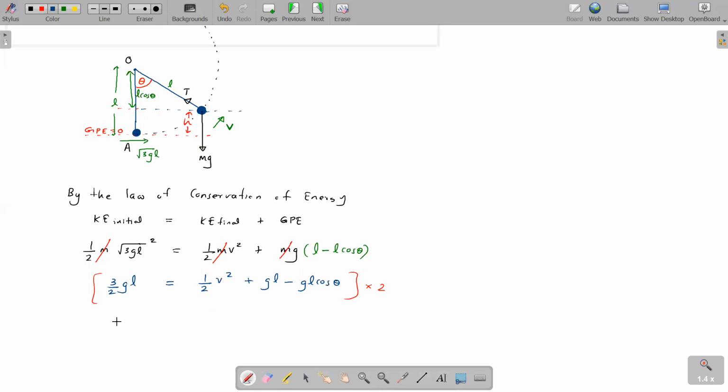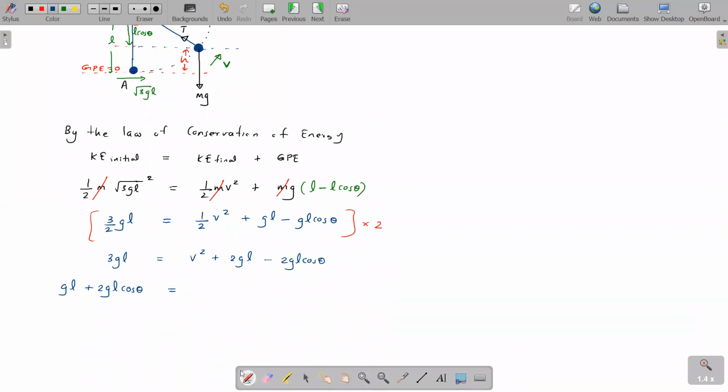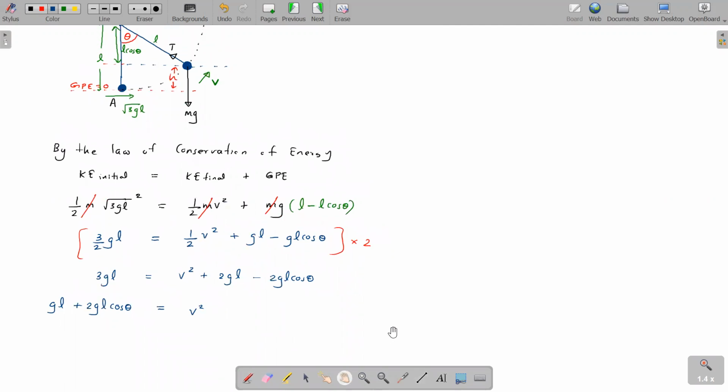So you get here 3GL equals V square plus 2GL minus 2GL cos theta. So if I make V square the subject, you guys can see it's going to be 3GL minus 2GL, which is 1GL, plus 2GL cos theta. All right, so we have this equation. So this is the V square equation. All right, so now we're supposed to find the tension.